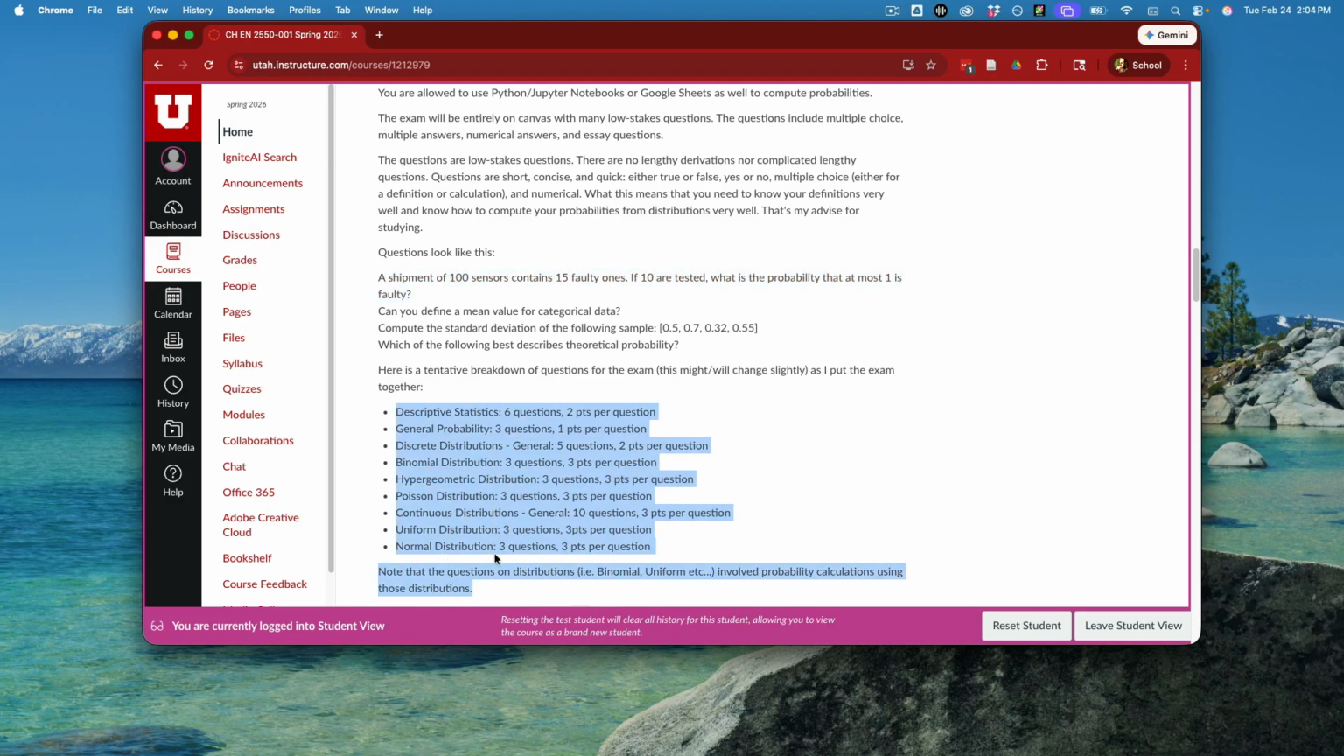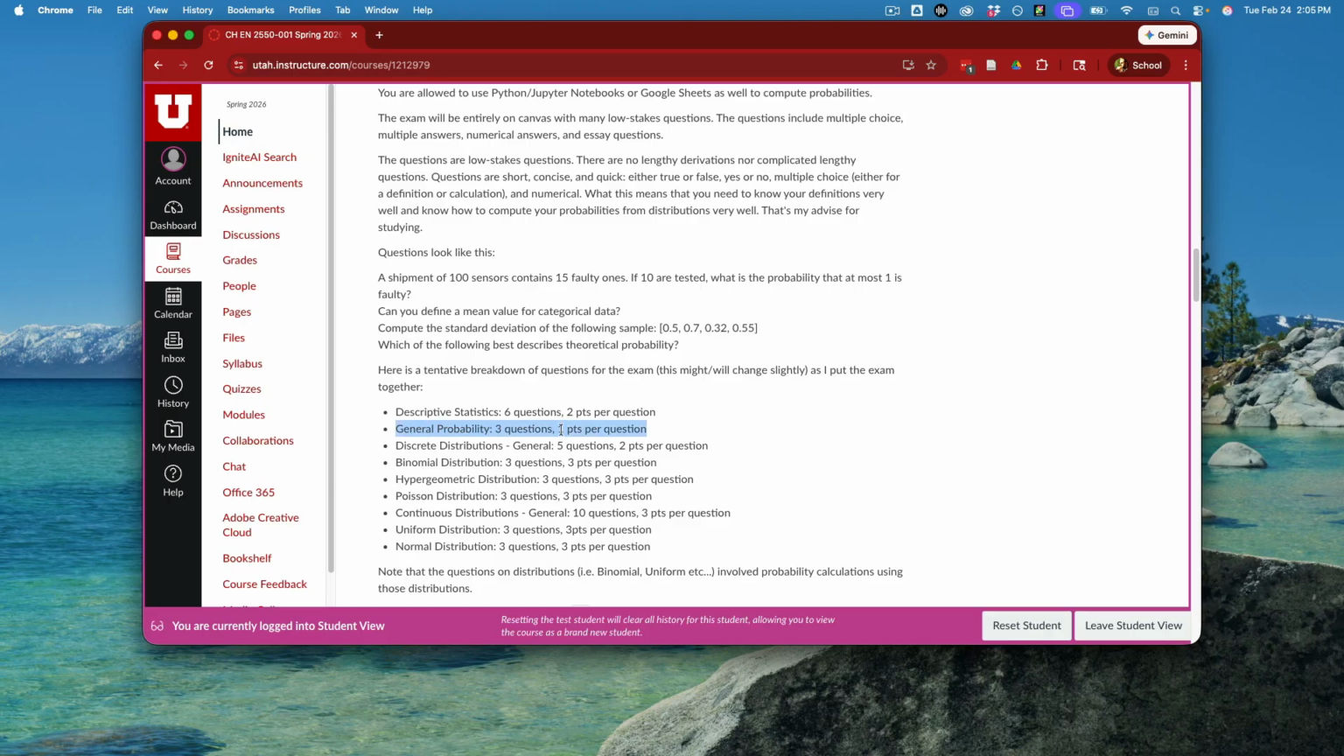Exams are supposed to have this mysterious component, to make you all on edge. But I'm happy to give you what I have so far: 6 questions on descriptive statistics, 2 points each, and 3 questions on general probability. That's essentially you look at the sample space, like you flip a coin 3 times, what's the probability of getting 2 heads in a row? Okay, you look at the sample space, divide, get the number, right? There's only 3 questions on that. Each is worth 1 point.